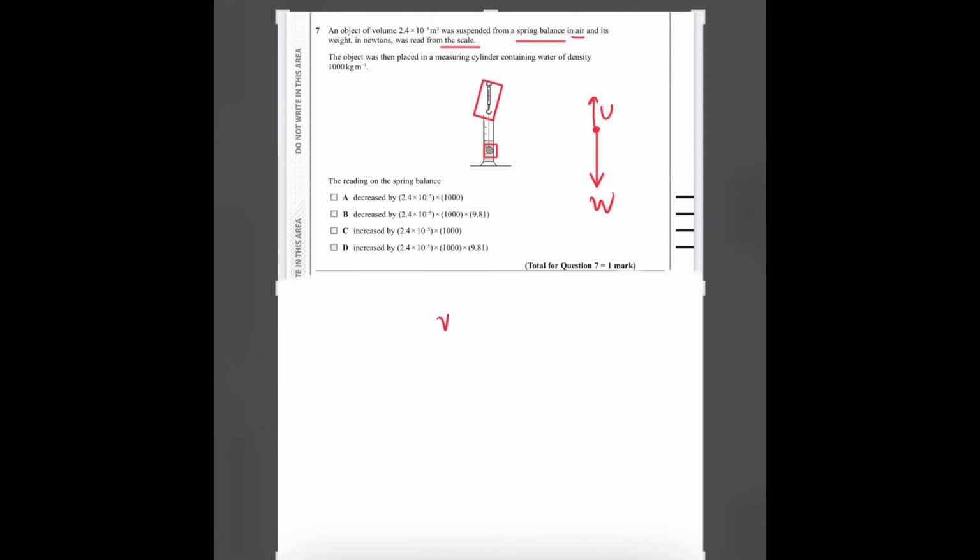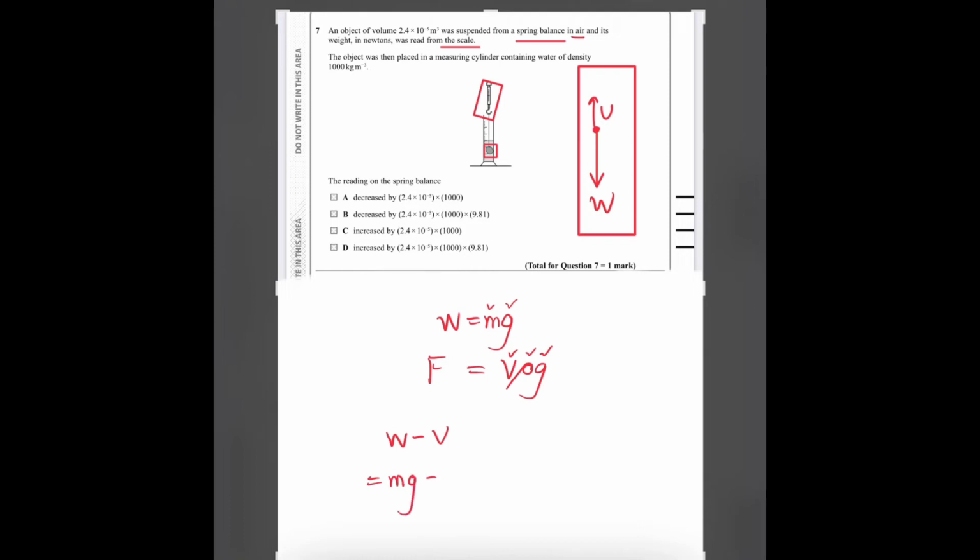So weight is W equals mg, and upthrust is V rho g, where V is the volume, rho is the density, and g is the gravitational pull. So the change in reading would be the resultant force from this, right? The resultant force would be W minus upthrust. W is mg, and upthrust is V rho g, so it would be mg minus V rho g.